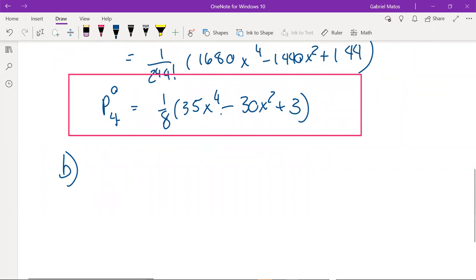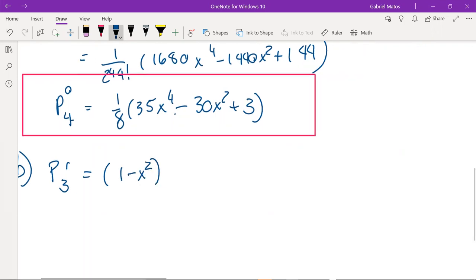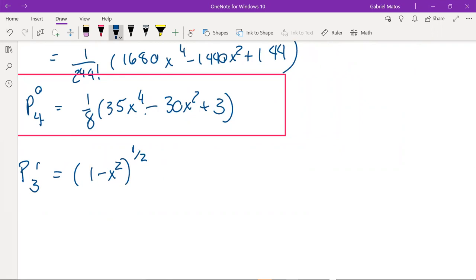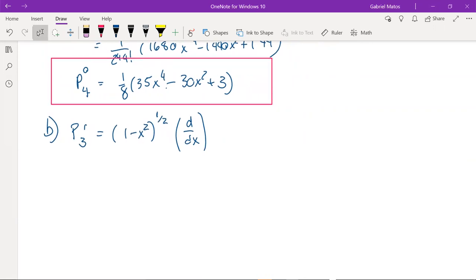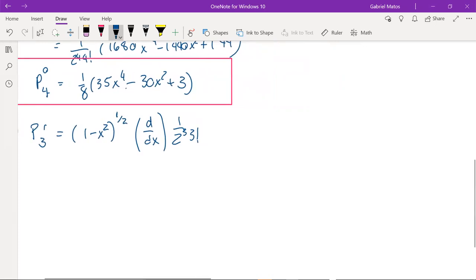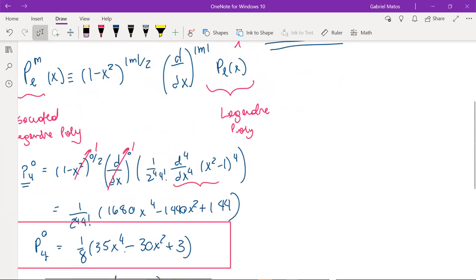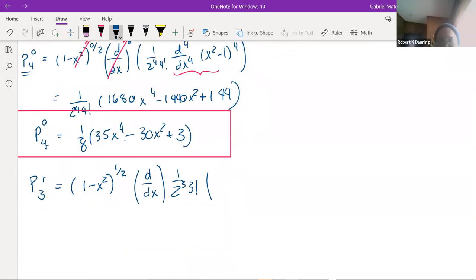Anyways, for part B, it's a similar procedure. But now you actually have an M value. So let's just sketch out how to do that one. So we have P3 of 1, which, if we follow, is (1 minus x squared) to the 1 over 2, since M equals 1. And we have the first derivative of this function here, and we plug in 3 now into this Legendre polynomial because we have an L equals 3 value. And then we have over here 3 derivatives now.